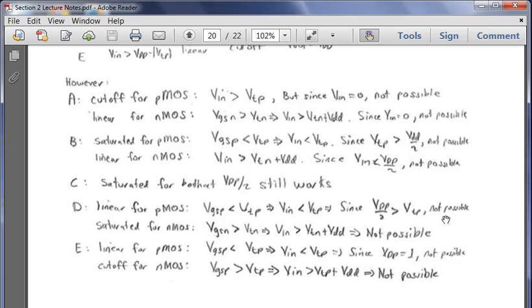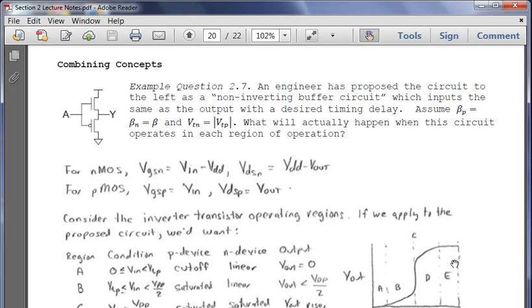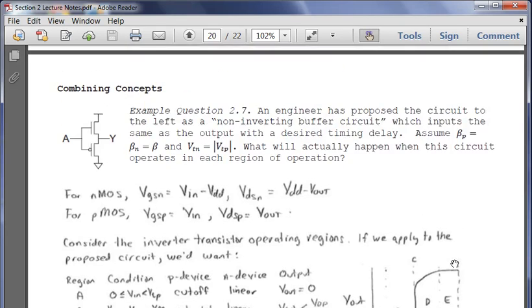Again, for cutoff for NMOS, VGSN must be greater than the threshold voltage for the NMOS. I don't have N there, it should be N. VN should be greater than VTN plus supply voltage, and that's not possible. So the benefit of working through this problem, this is a very important problem, is for you to understand physically, is a proof why we use PMOS as pull up and NMOS as pull down. So here we have demonstrated that it just simply won't work.